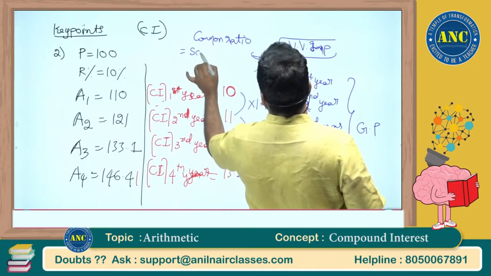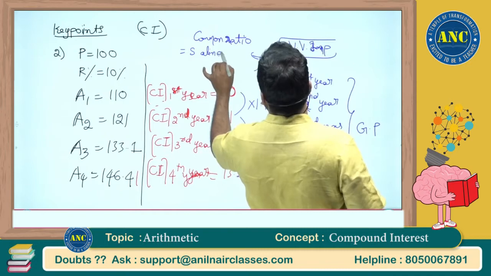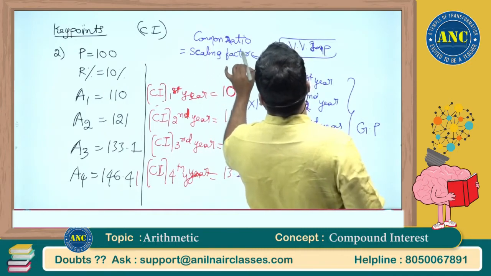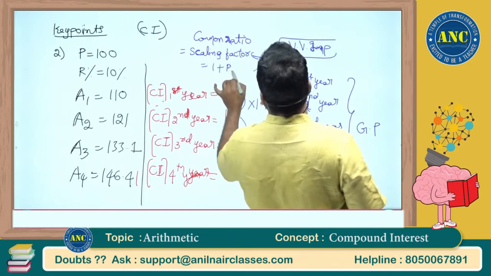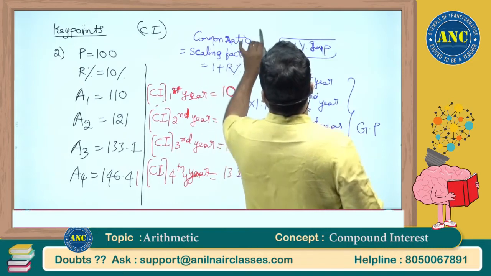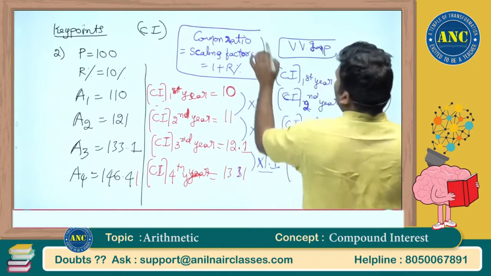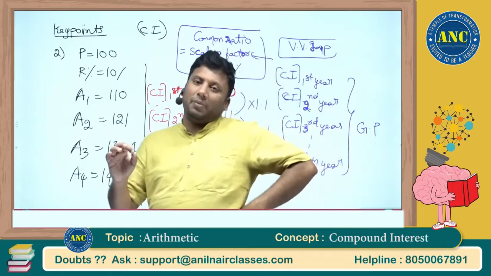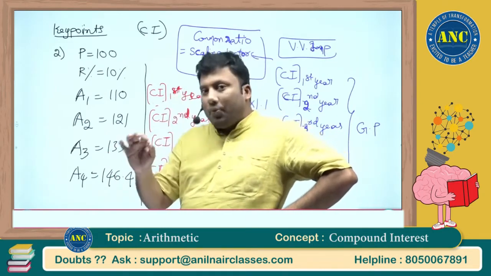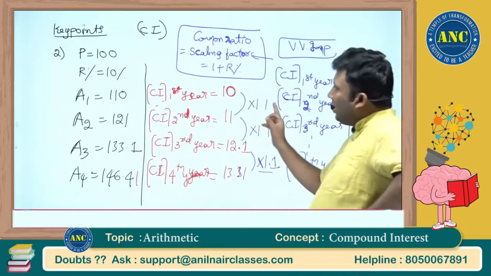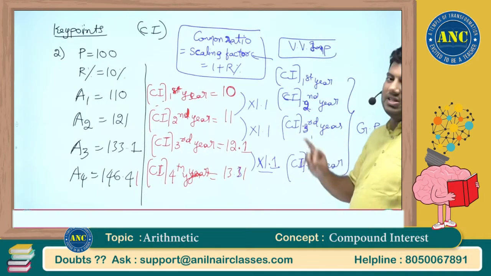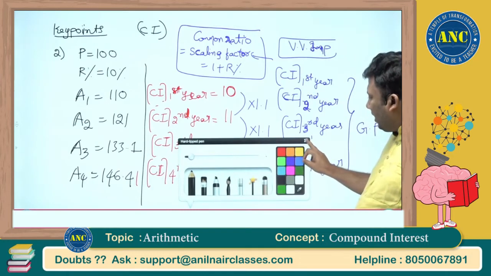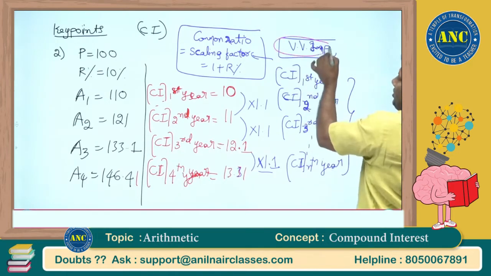So the common ratio is given by the scaling factor. What is the scaling factor? It is 1 plus R percent. Whether it is the amount at the end of a particular year or the compound interest for a particular year, the common ratio is always the same, and that is given by 1 plus R percent.